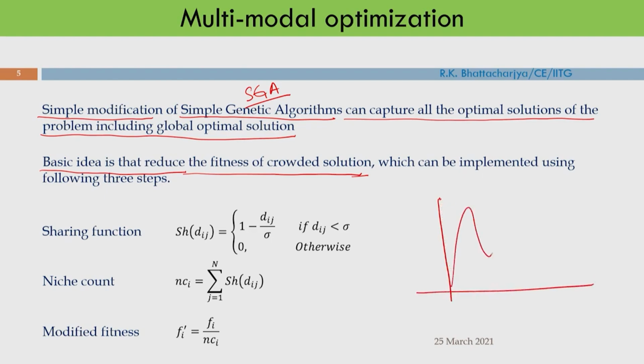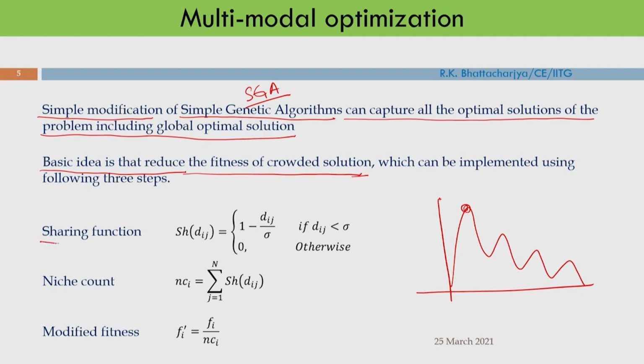So, suppose this is the problem, and now all the population is somewhere here. In that case, any solution you take here is a crowded solution. Now, I do not need all the solutions at this particular point, so I will reduce the fitness of this crowded solution, which can be implemented using the following 3 steps.